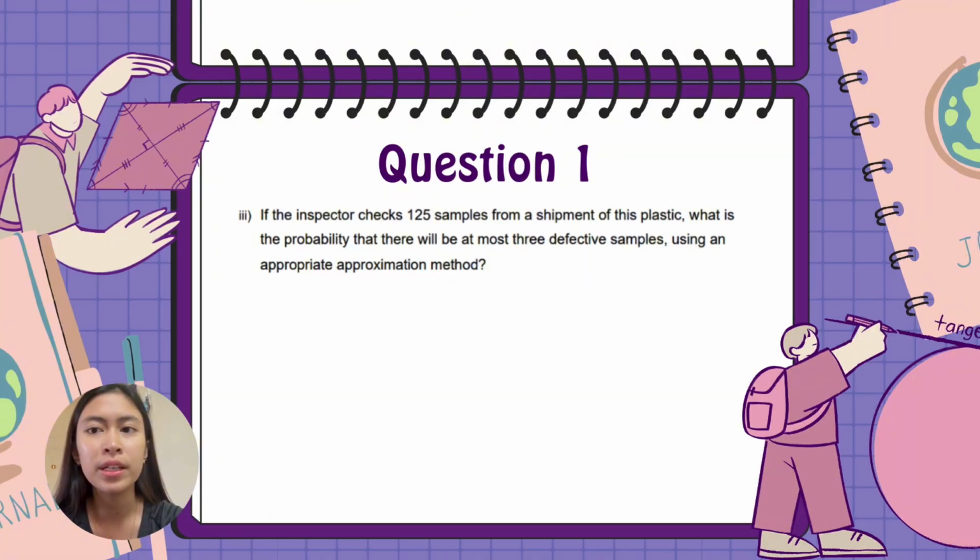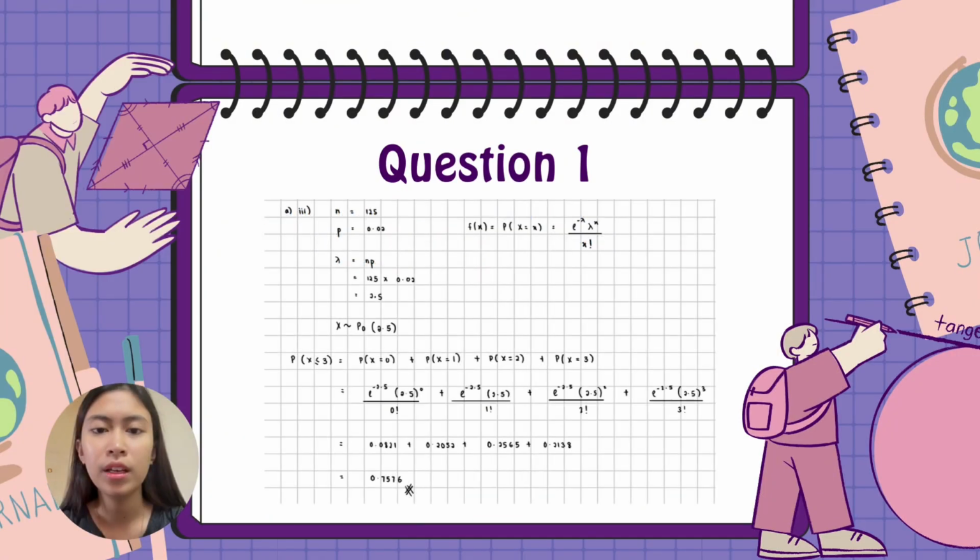For question 1, A3, the third part, our sample size increased significantly to n equals 125 samples. Because n is large and p is small, the Poisson approximation is the most efficient method. The question asks for the probability that there will be at most 3 defective samples using an appropriate approximation method. As for the calculation, first we calculate the mean rate, lambda equals np. We have n equals 125 and p equals 0.02. When we multiply them together, we get 2.5.